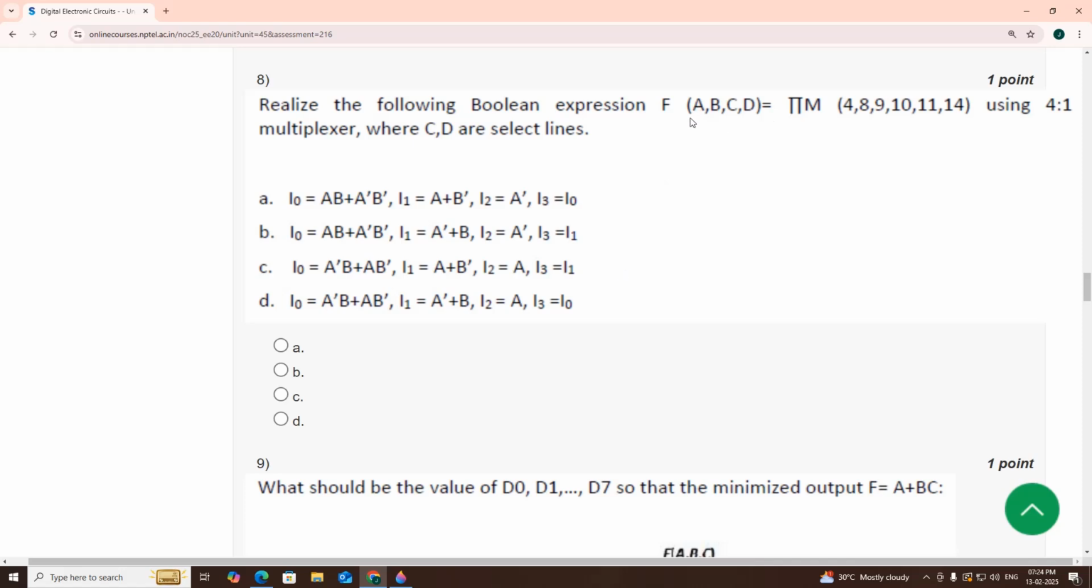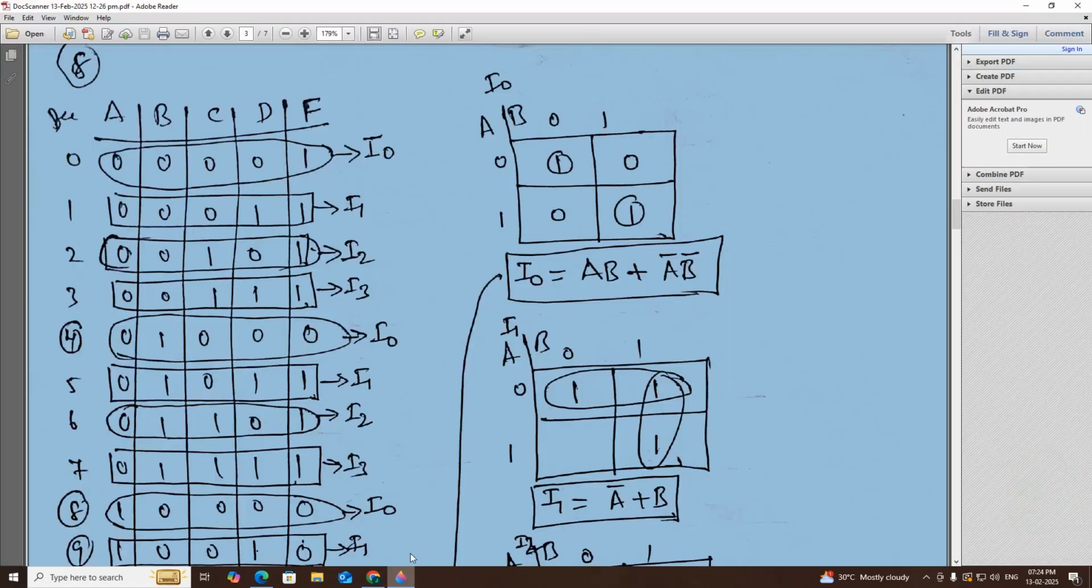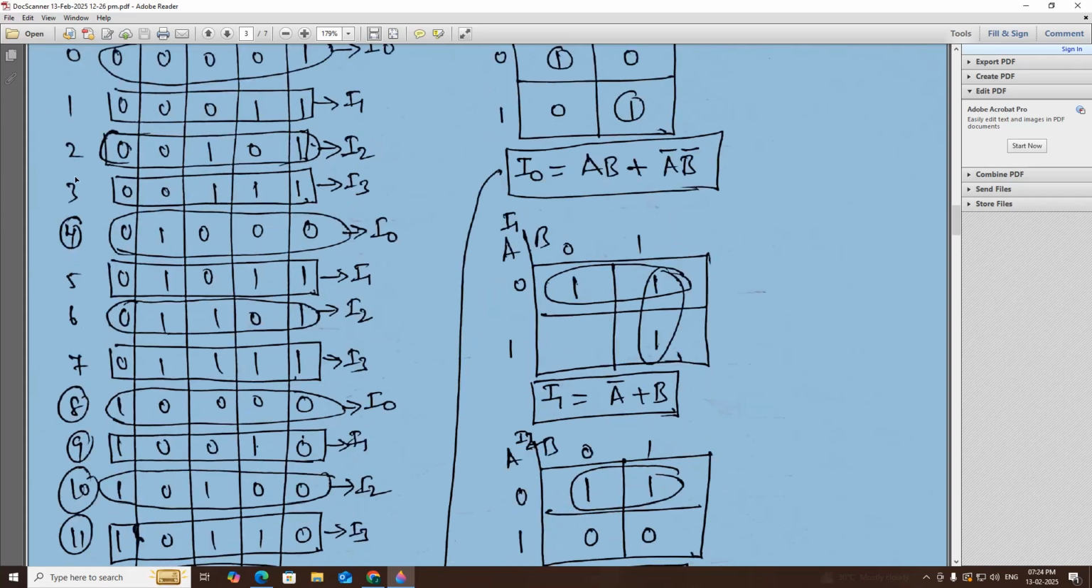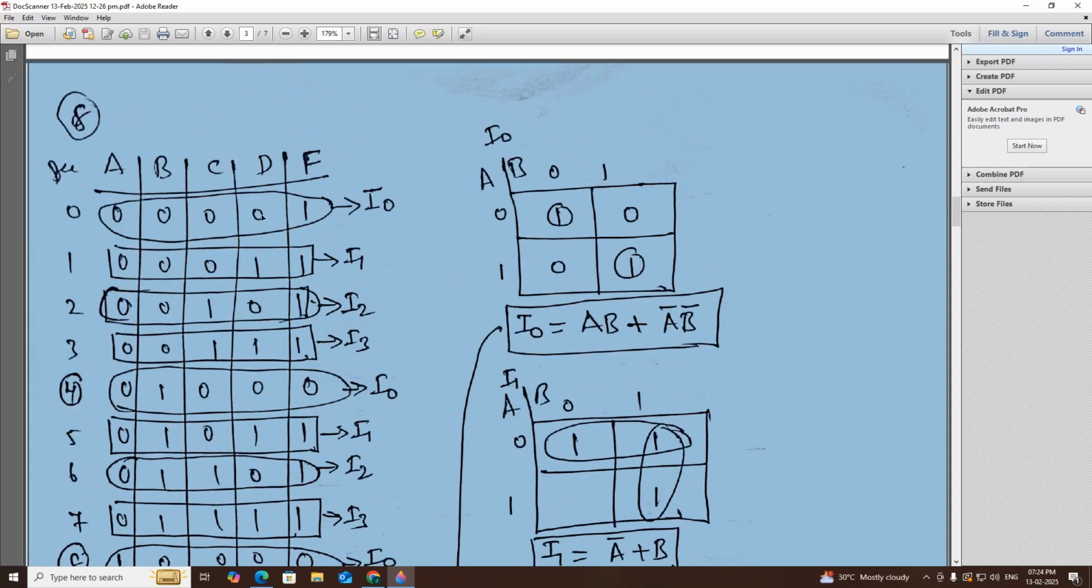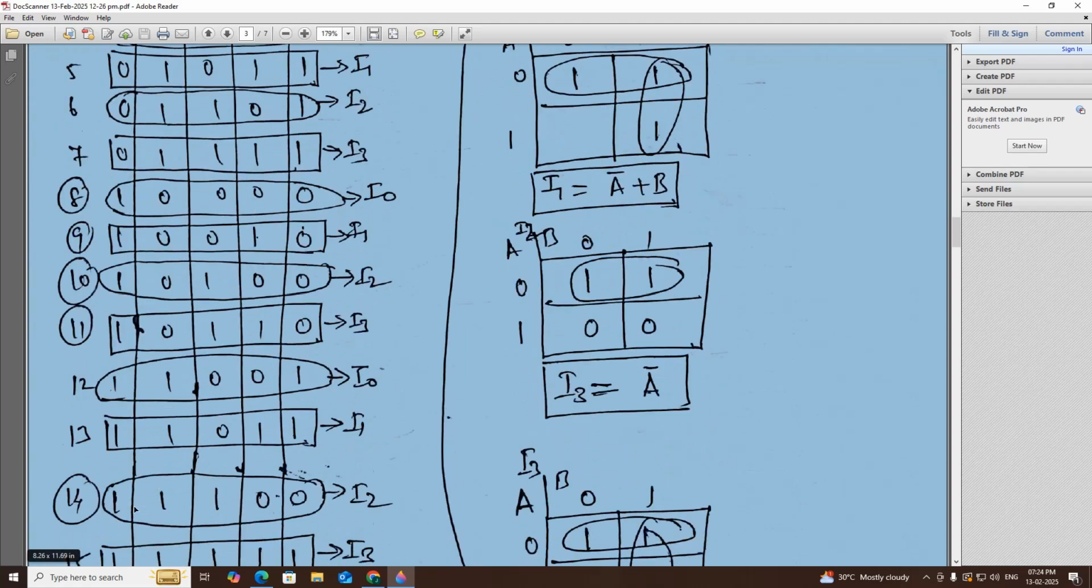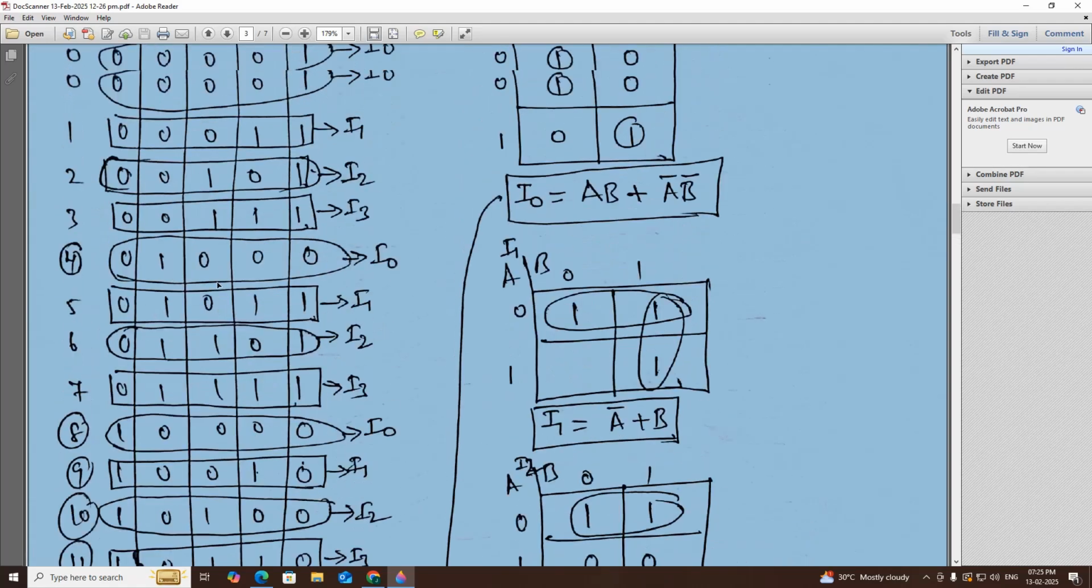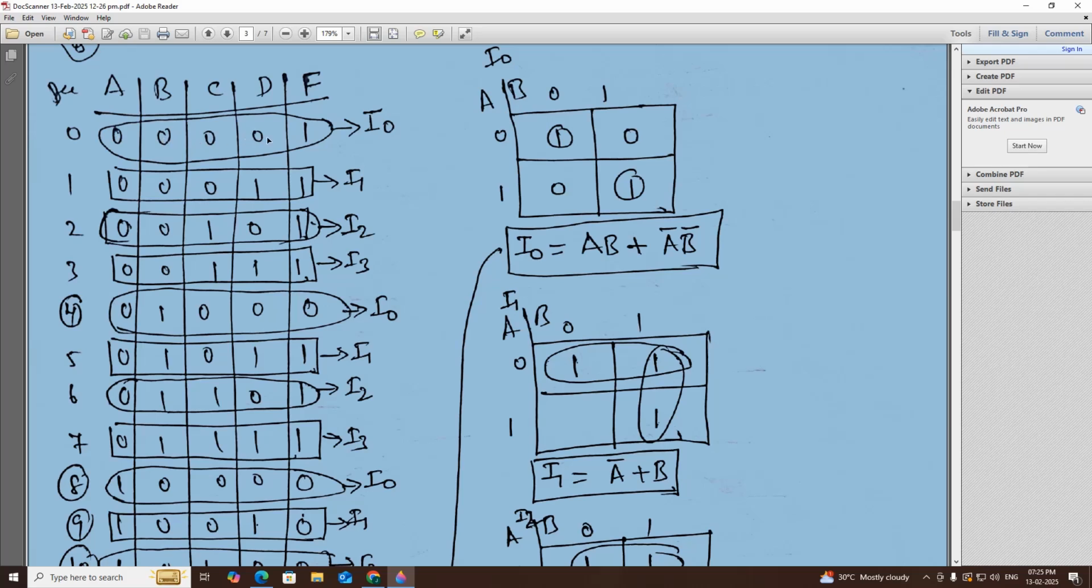So there are 4 variables A, B, C, D, and 0 to 15 decimal numbers. First we write down all the input combinations from all 0s to all 1s: 0 0 0 0, 0 0 0 1, 0 0 1 0, 0 0 1 1, 0 1 0 0, and so on. Then we have to enter the value of f here. What is f, 1 or 0, that we have to enter.